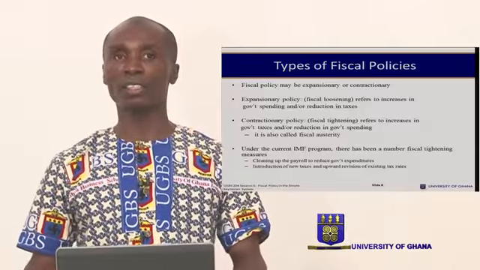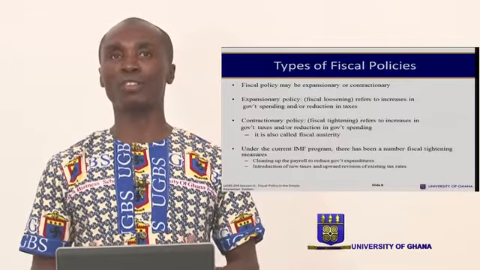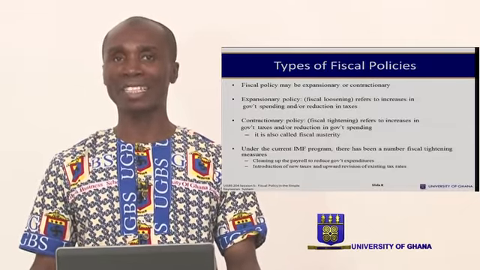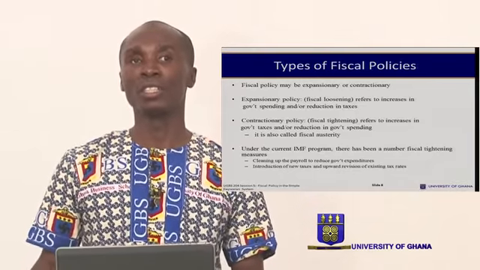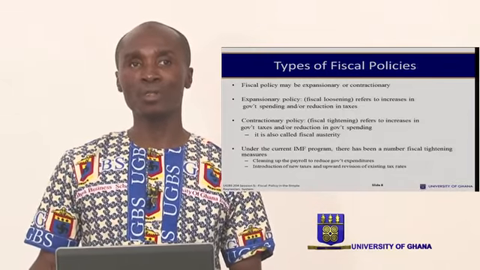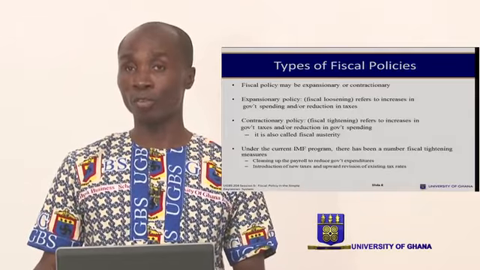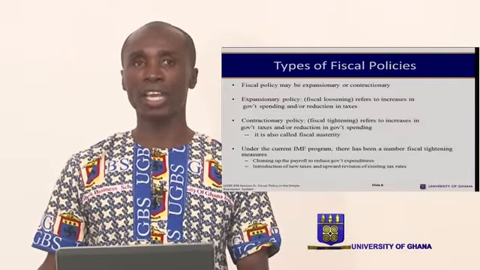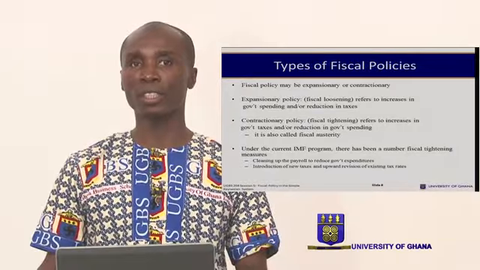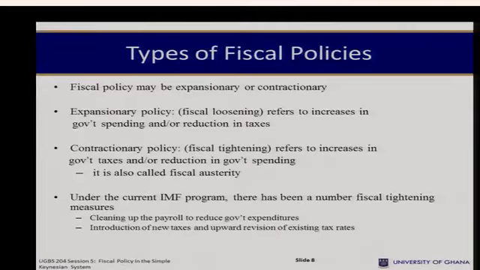The other part is contractionary fiscal policy, and that's where government tries to tighten. So contractionary fiscal policy is also called fiscal tightening. So under fiscal tightening, the government is either trying to reduce its spending and or collect more tax revenue. In particular, you recall that the current IMF program that the government is undertaking, that's the Extended Credit Facility with the IMF, is essentially a fiscal tightening measure.